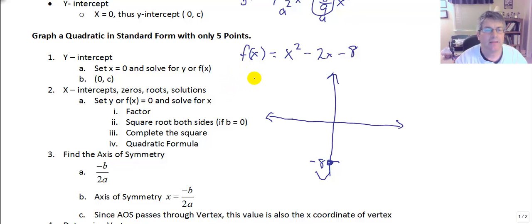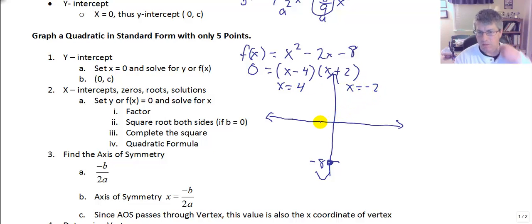So let's go ahead. I think this is factorable, so we set f of x, or y, equal to 0, because y is 0 along the x-axis, and we're finding those x-intercepts. And I think this factors to x minus 4 times x plus 2. So x equals 4 and x equals negative 2. Those are our x-intercepts at negative 2 and 1, 2, 3, 4.